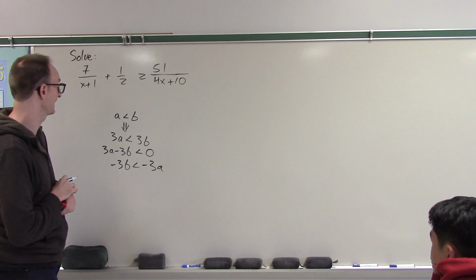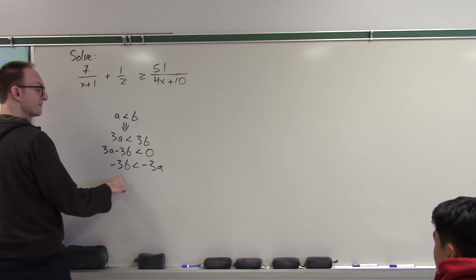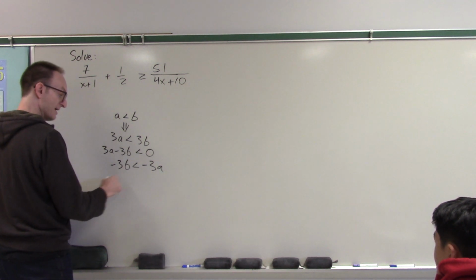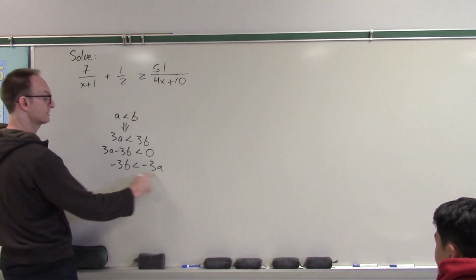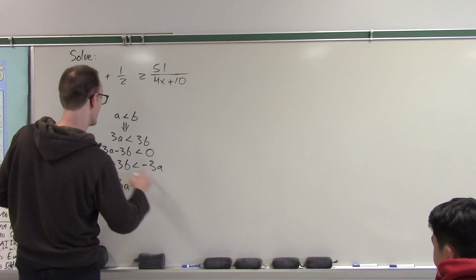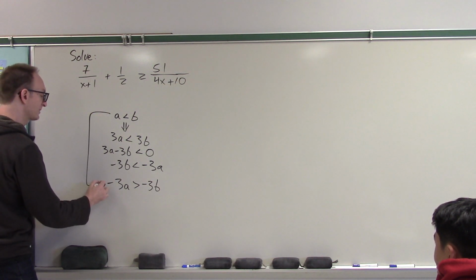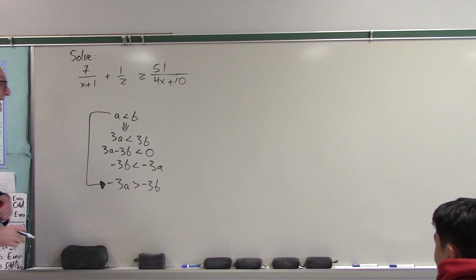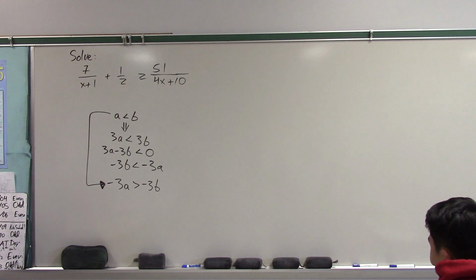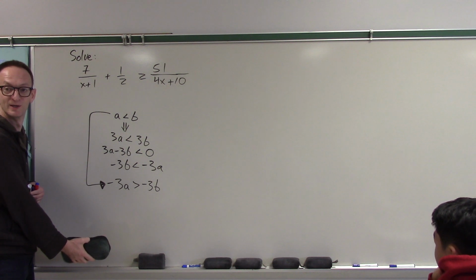And finally, if negative 3b is less than negative 3a, like if this one is less than that one, then it means that that one's bigger than that one. So just write it the other way. Negative 3a is greater than negative 3b. Okay, I have hereby explained and proved to you the weird, mysterious rule that says that when you multiply both sides of an inequality by a negative number, you have to flip the sign. Was that necessary or unnecessary or who knows?